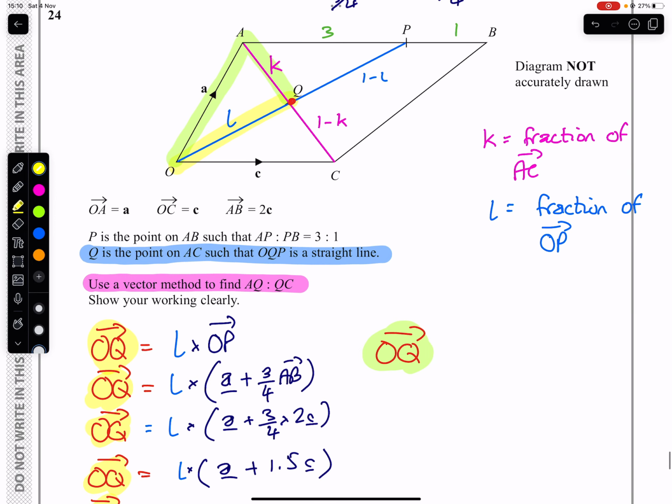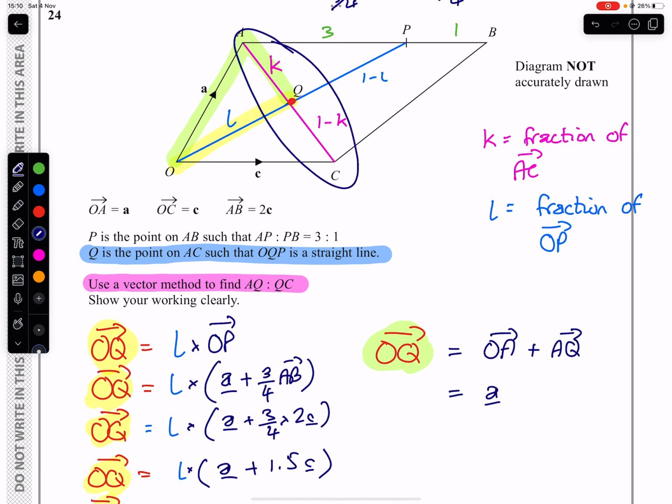My second way of describing going from O to Q is going to start off by going from O to A, and is then going to go from A to Q. My O to A is just little a. My A to Q is going to be K, the fraction, remember, of the whole thing, so the fraction of AC. So I will have A plus K times whatever A to C is. So that sets up the following there.